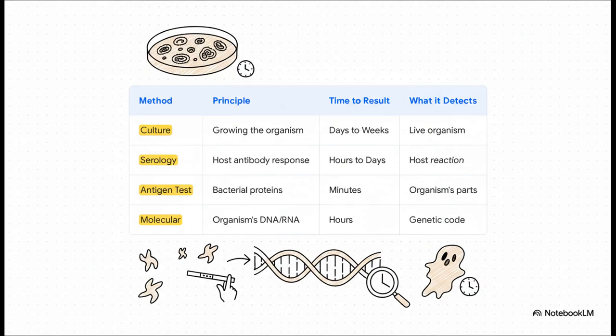And this is the detective's toolkit. You've got traditional culture where you try to grow the live bug. It's definitive, but can take days or even weeks. You have rapid antigen tests that look for pieces of the bacteria, and molecular tests that look for its genetic code. But for those post-infection problems, serology is key. It doesn't look for the bug at all. It looks for the antibody fingerprints our body made in response to it.